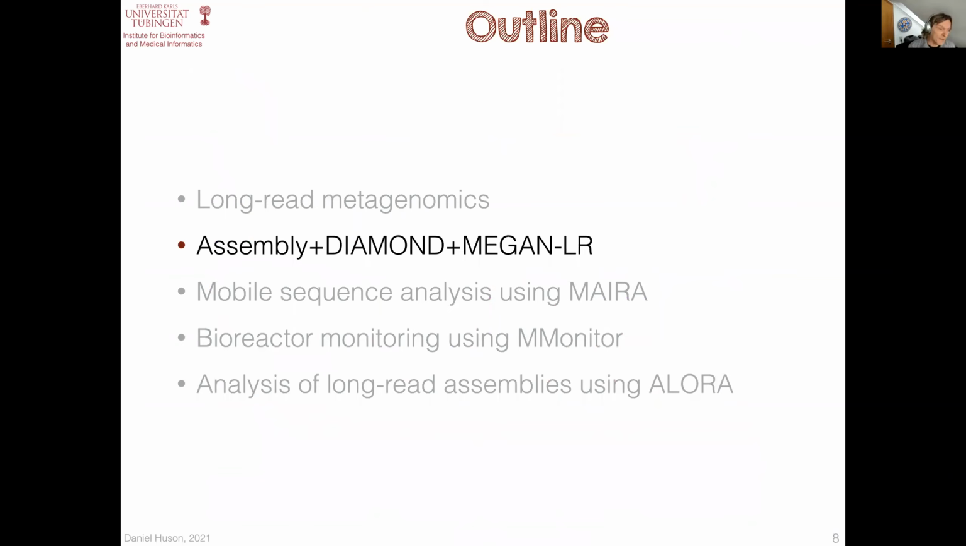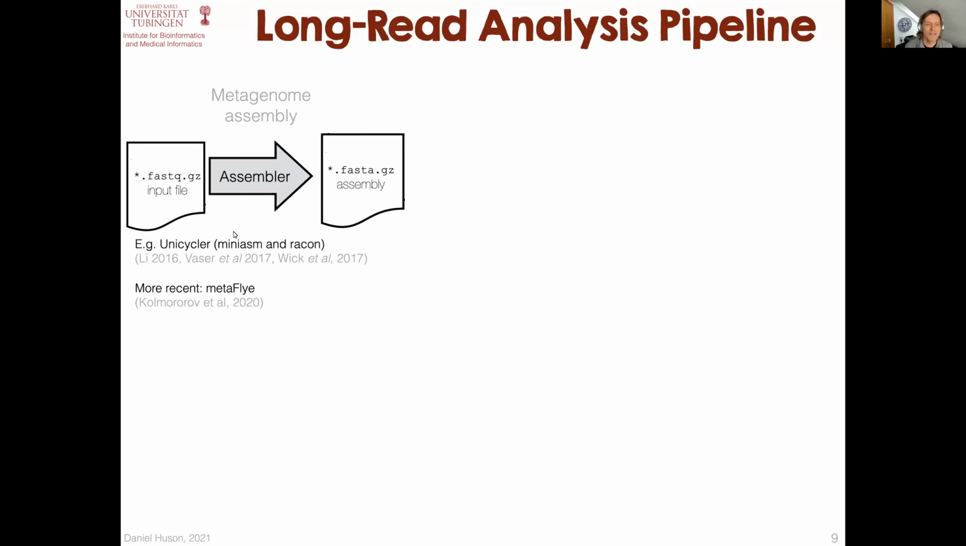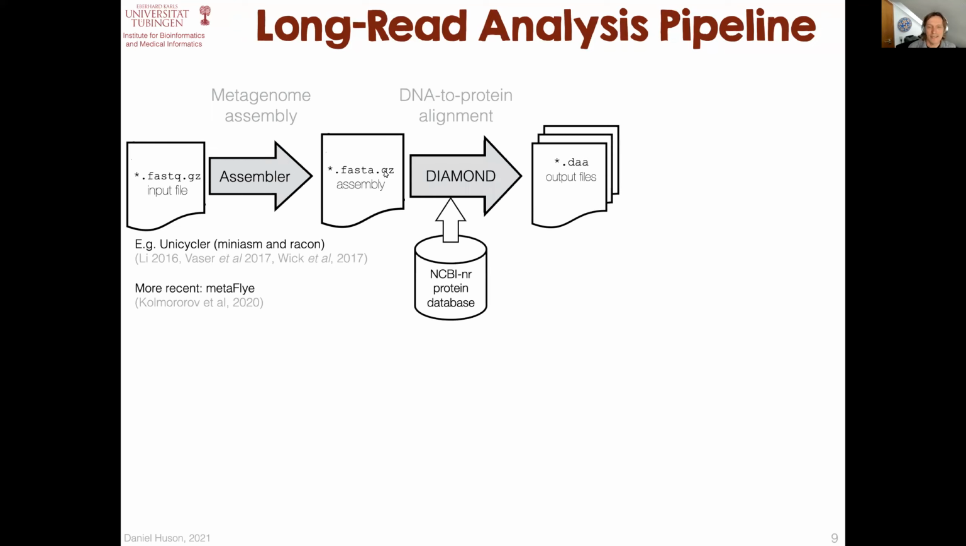So one pipeline that we've always worked on, but doesn't seem to have made it into the CUBIC connection, is Diamond plus MEGAN. For long read analysis, what we like to do is take these sequences once they've been base called and then run an assembler. We used to use Unicycler. More recently, we've been using metaFlye to get FASTA sequences.